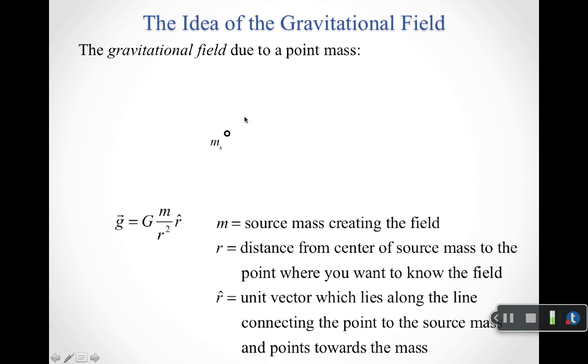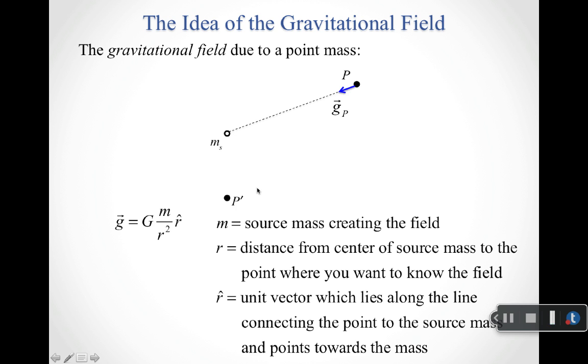So what we're going to do is play exactly the same game that we did before. But instead of putting some test mass out here, all we're going to do is ask what's going on at point P, asking about the gravitational field. And there's going to be a line that connects my source mass to point P. In this case, the gravitational field at point P is going to point towards the source mass because gravitational fields always point towards their source mass.